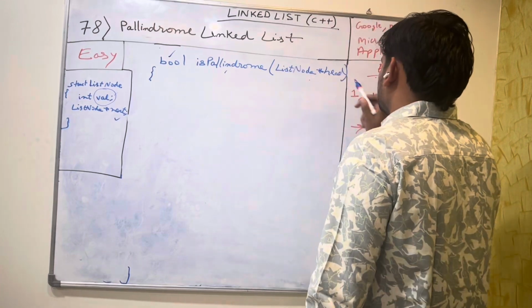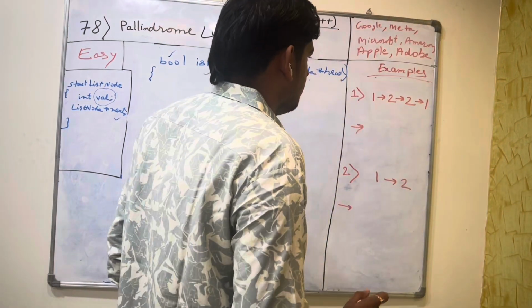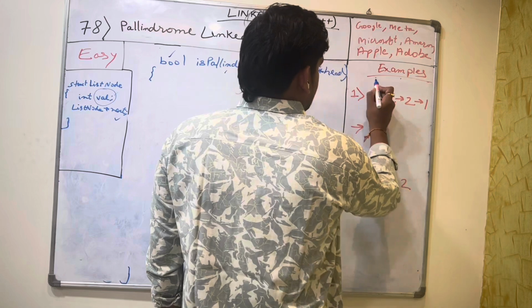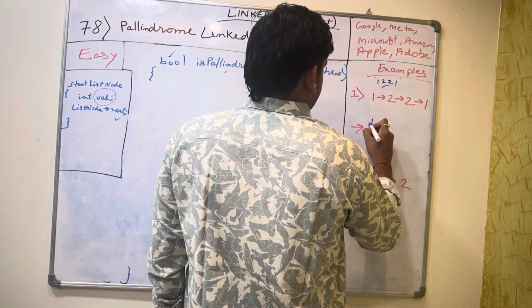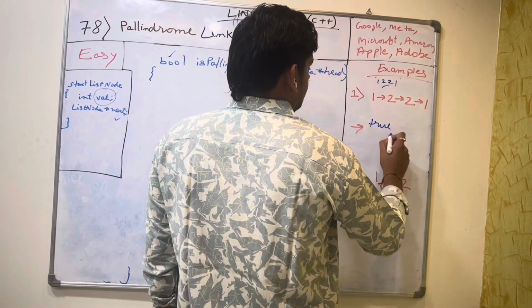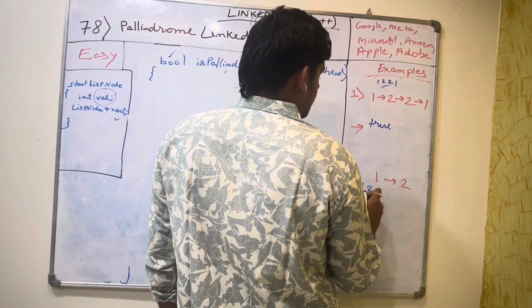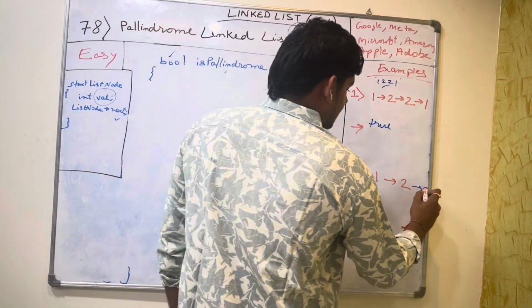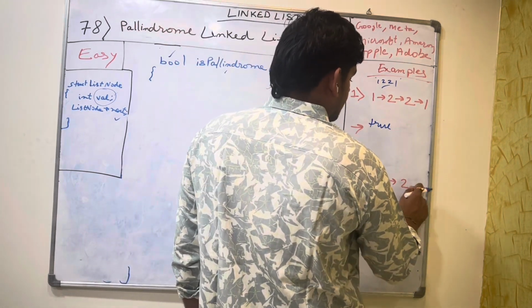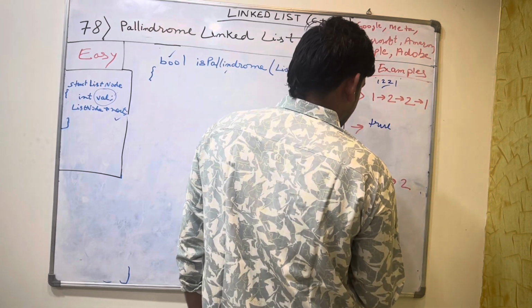And we are given this list node head. Let's look at the example. 1 2 2 1: is it a palindrome? Yes, if it is reversed, we get the same number, so true. But 1 2, if we reverse it, gives 2 1, which is a different number. If it was 1 2 1, then it would have been a palindrome, okay? So here we would return false.